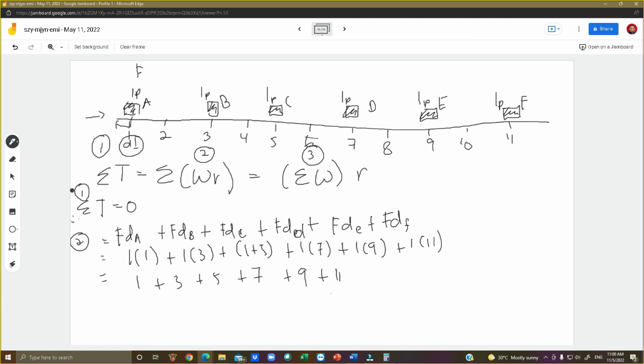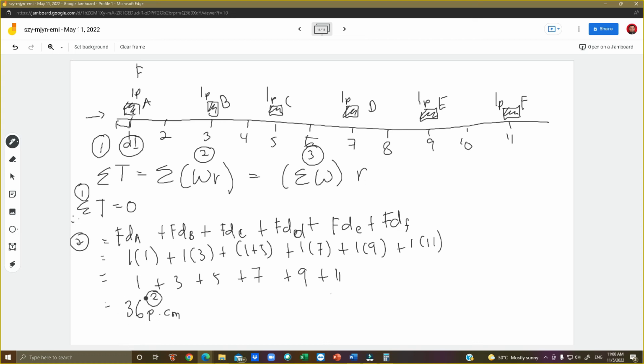Okay, berapa total ni kita ada? 36. We have 36 P per centimeter total of torque in the system. Okay, and number 3, total W. Total W is just total of weight or total of force in the system, and R. Okay, so this is the second part. Equation dia, the summation of W R equals to summation of W times R.